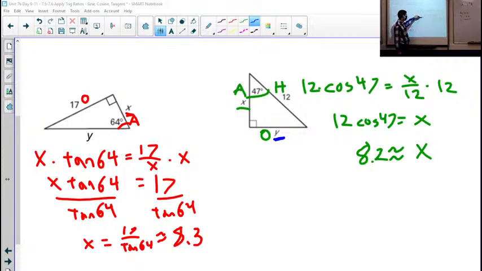Across from the 47, so that's my opposite. I know my hypotenuse, I want my opposite. Which one's opposite and hypotenuse? It's sine. Opposite, which is y, over the hypotenuse, which is 12.